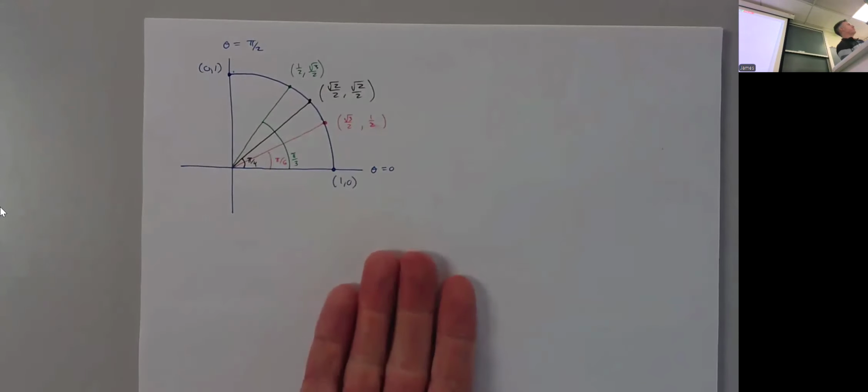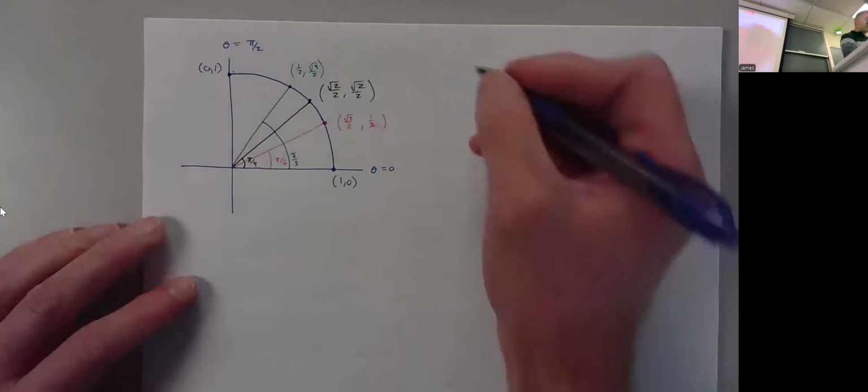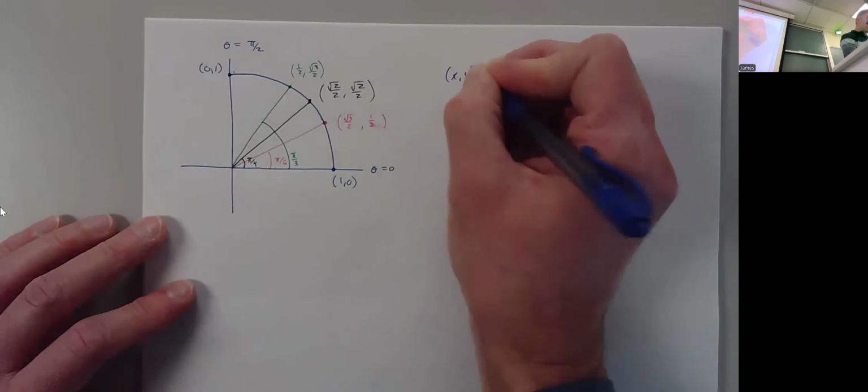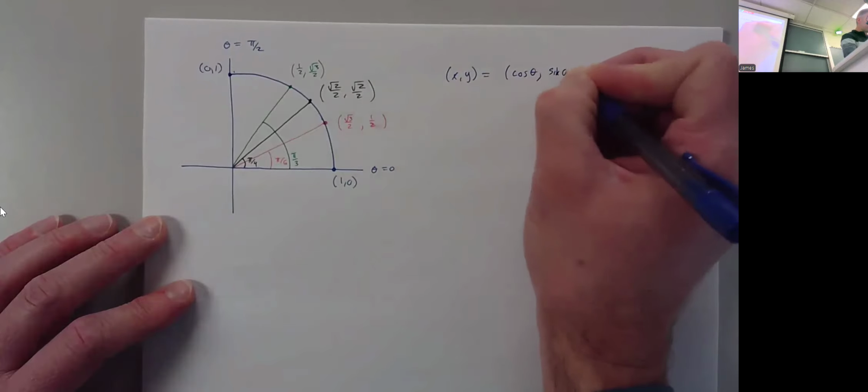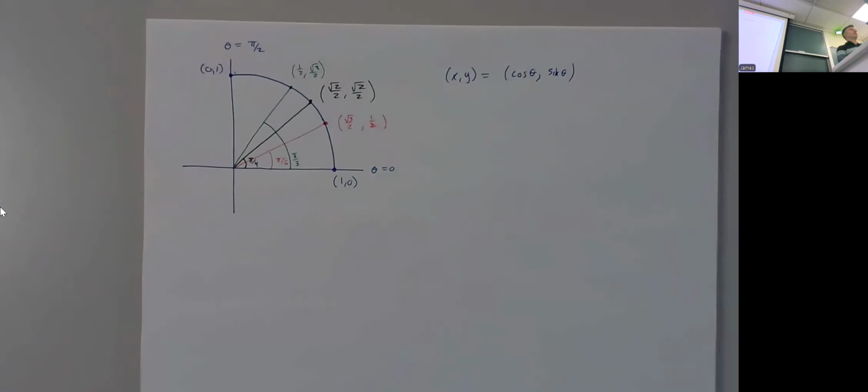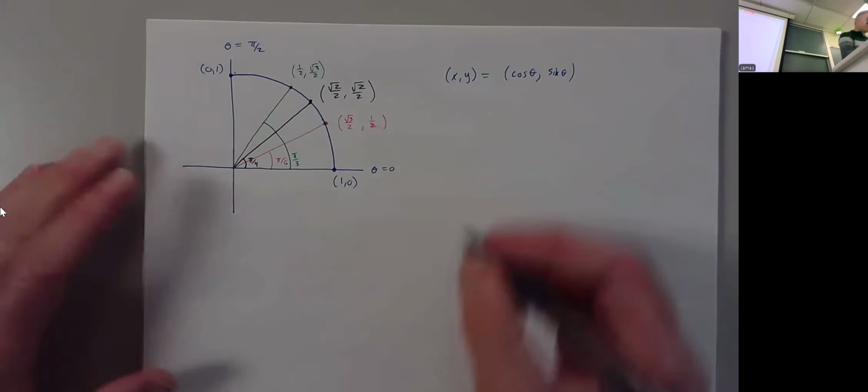Honestly, this is what I would do. And then I remind myself that the x, y coordinate is cosine first, sine second. If you're ever unsure, it's alphabetical. X comes before Y, cosine comes before sine alphabetically. If you don't like this, fine. Here's another way to memorize them.